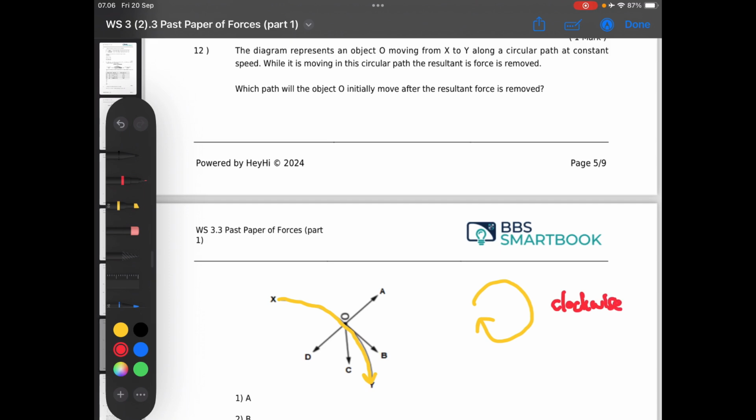Okay, and then what happened? This is actually part of the circular motion. In the circular motion, there is a force that acts as the resultant force. What's that? The resultant force is actually the centripetal force.